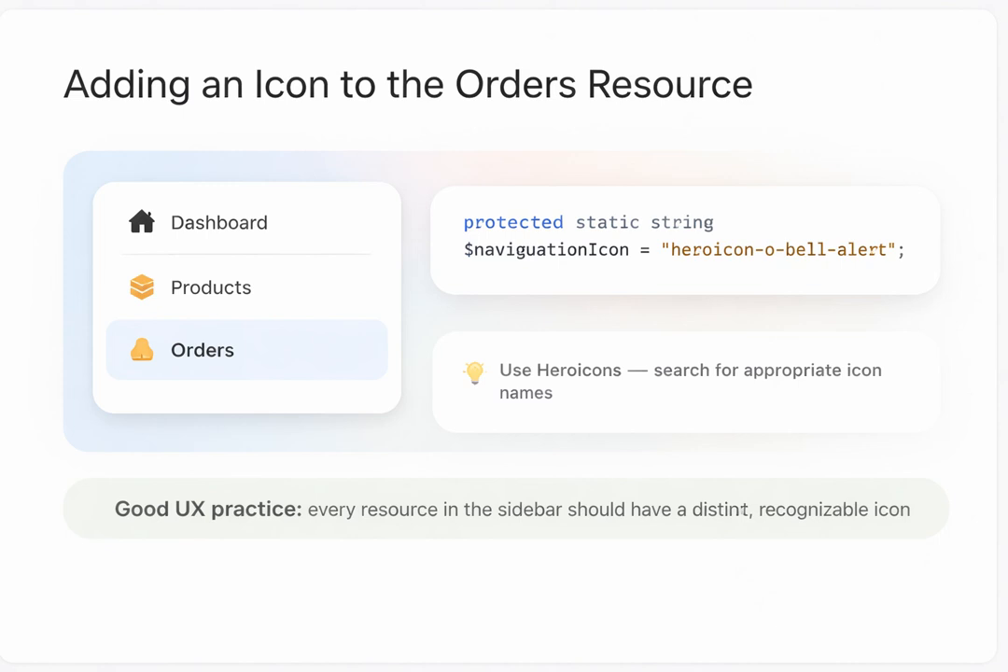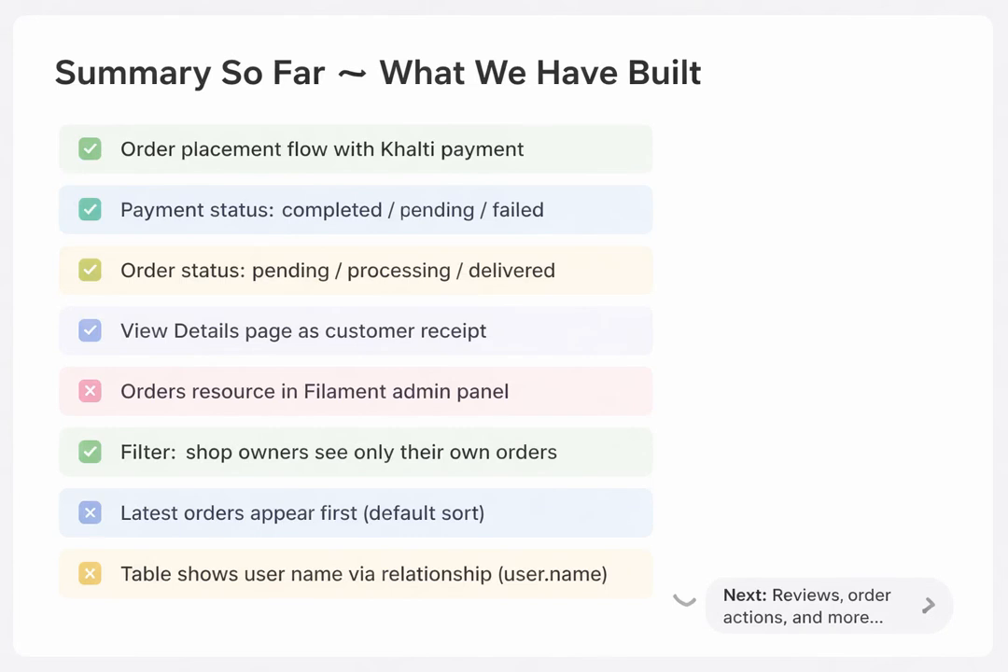Let's take stock of what we've built so far in this session. We've clarified the difference between payment status and order status, defined the valid values for each, added the order status display to the order history page, built the orders resource in the Filament admin panel, fixed the critical bug where all shops could see all orders, and customized the table to show meaningful information like the customer's name. Coming up next, we'll continue building on this foundation, adding the ability for users to leave reviews and giving shop owners the ability to take action on orders.